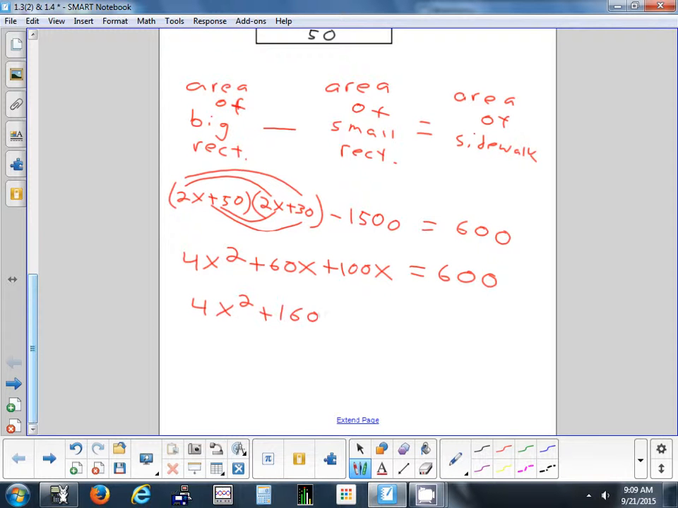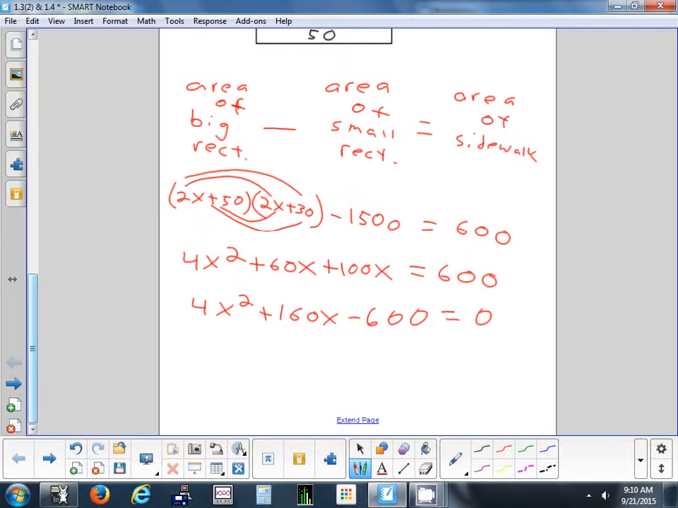It's 160x. And generally, when we have an equation that has an exponent of 2, it's called a quadratic. We want to get everything on one side. So, Upi, how could I get this 600 on the other side to solve it? Yeah, just bring it to the other side as negative 600.